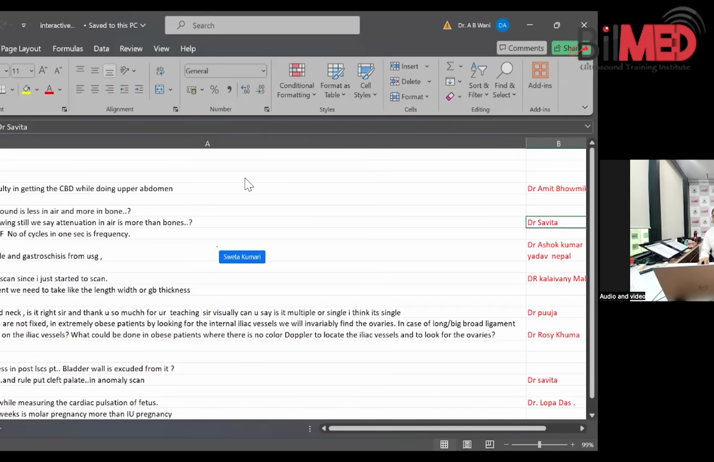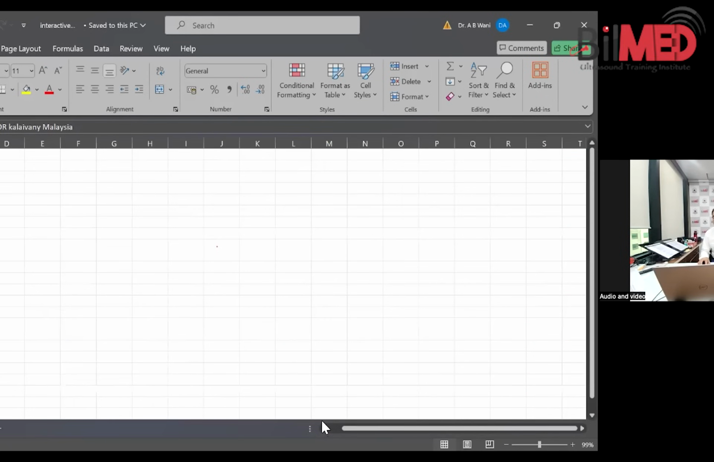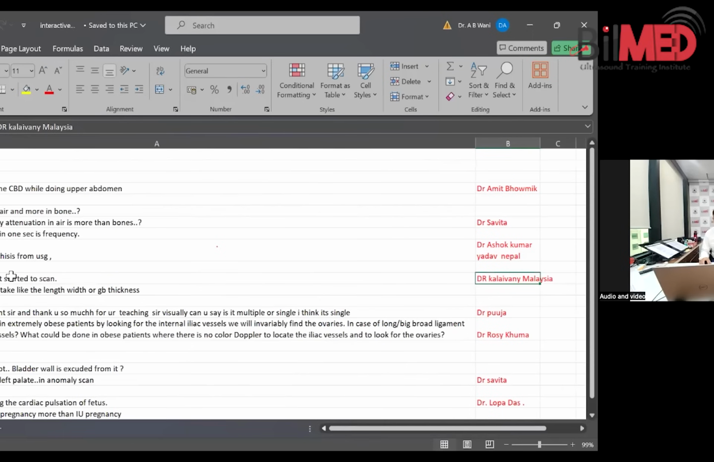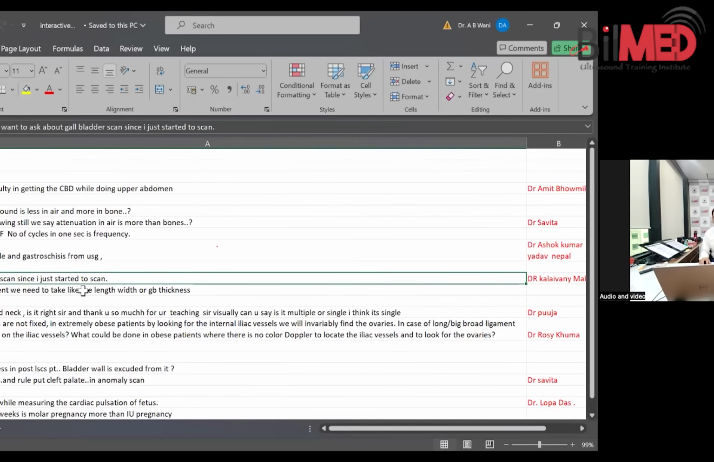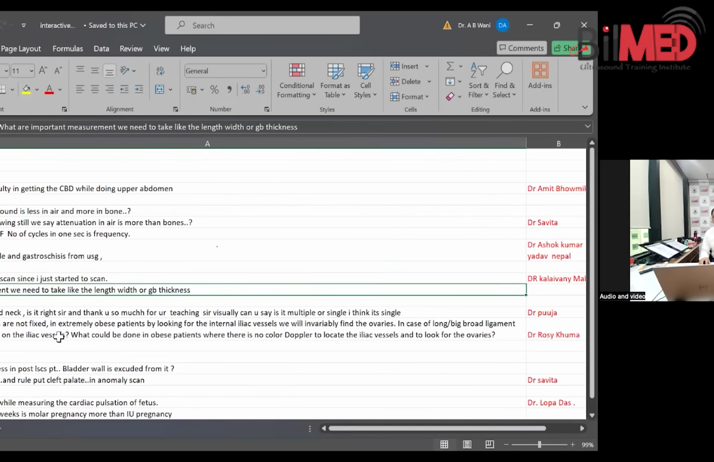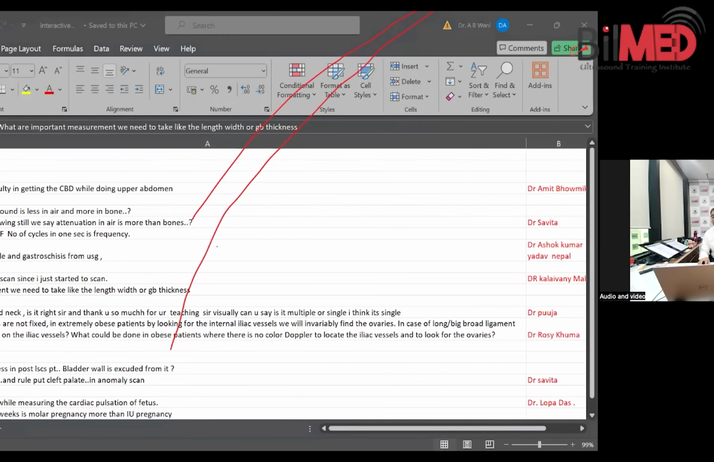Now, the next question is from Dr. Kalavian, and she is probably from Malaysia. She is posting the question that I want to ask about the gallbladder since I just started. What are the important major points? So the question here is what we have to see in the gallbladder, I mean the measurement part. So please don't draw on the screen. Anna, please remove this annotation, okay?